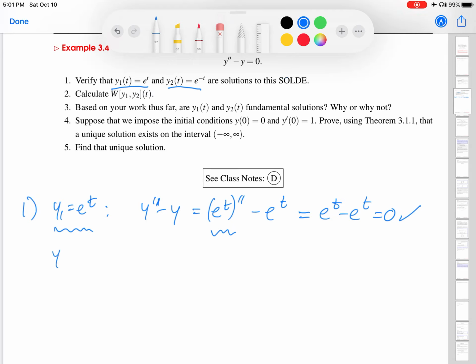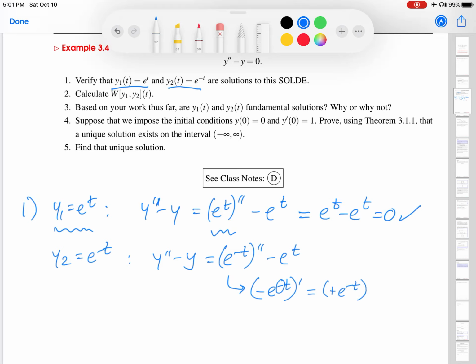And then let's do the same thing now for y2 is e to the minus t. This will be slightly different because of that negative t up there, but this is just a small application of the chain rule. So the first derivative of e to the minus t is negative e to the minus t. And then we have to differentiate that again, and that brings down another negative to make it positive e to the minus t. So the second derivative of e to the minus t is e to the minus t. Then we subtract the e to the minus t from this second term, and once again we get 0. So indeed, these two functions solve the equation up here.